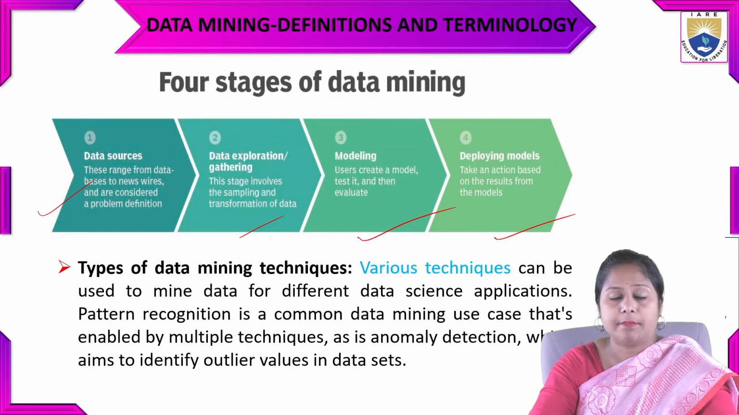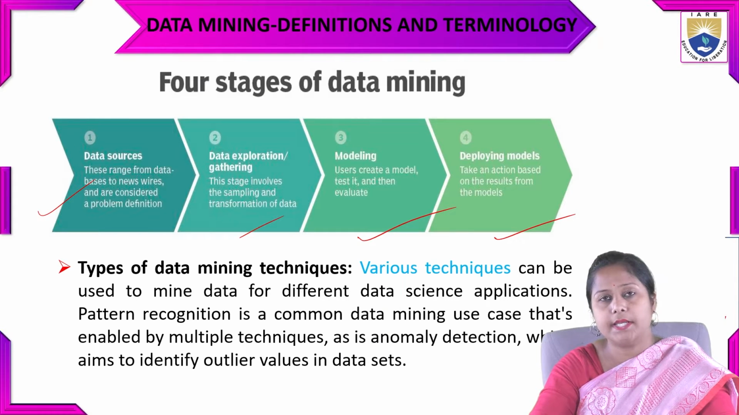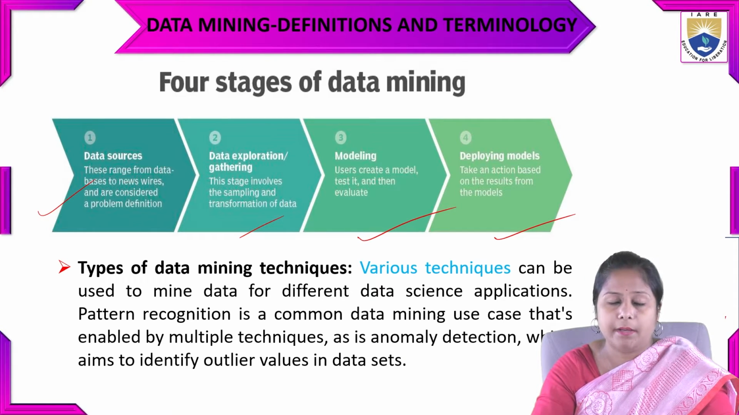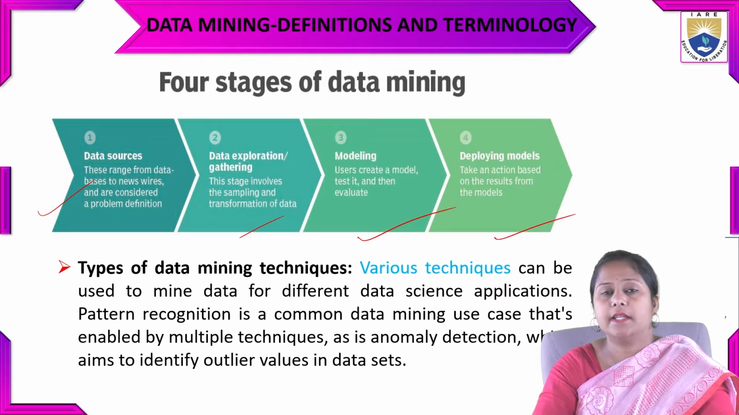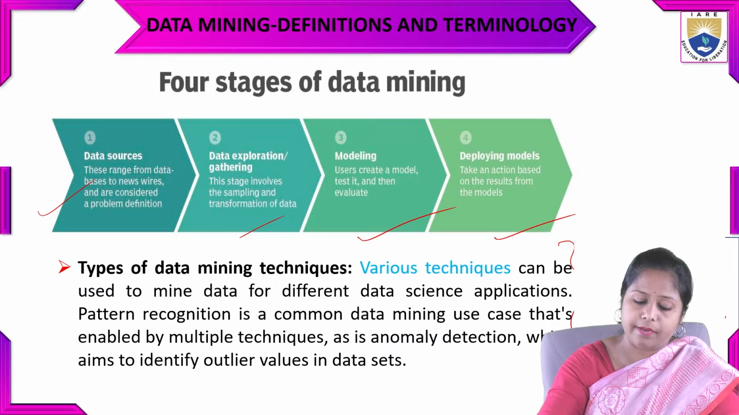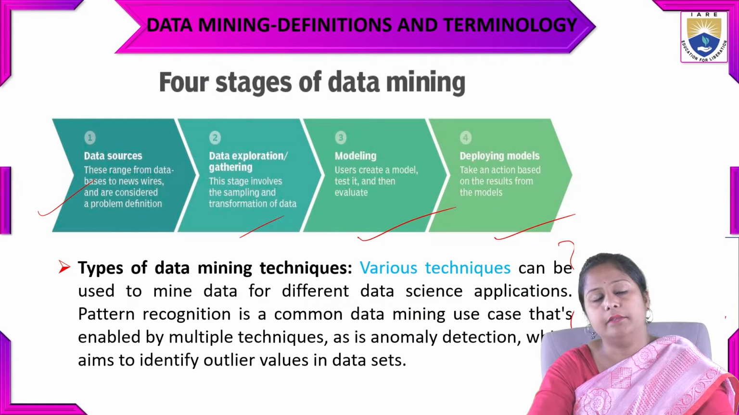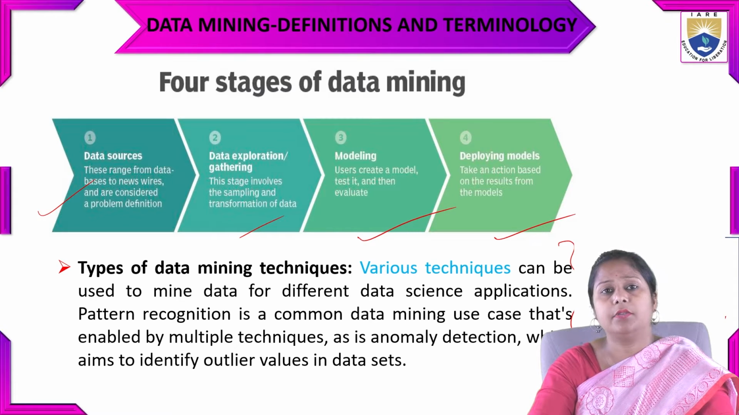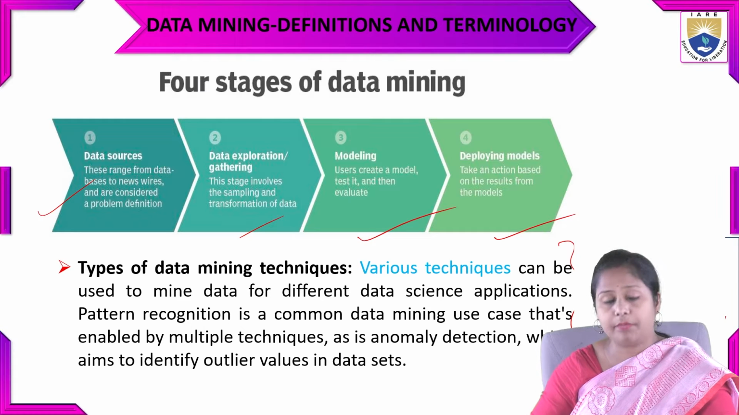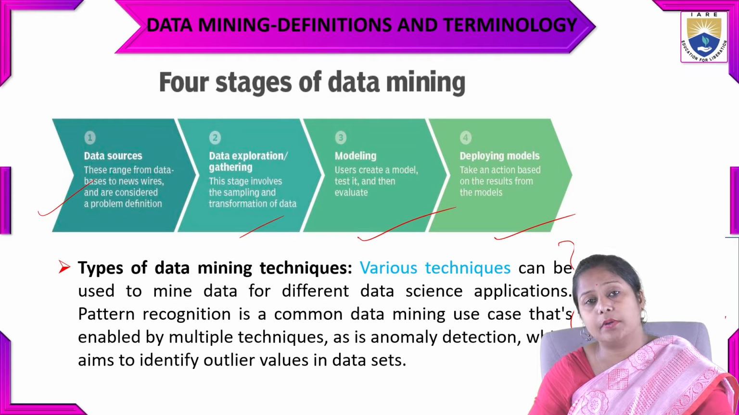What are the types of data mining techniques? Various techniques can be used to mine the data for different data science applications. Pattern recognition is a common data mining use case that is enabled by multiple techniques, as is anomaly detection, which aims to identify the outlier value in the data set. What is an outlier value? It is data that is not relevant to that particular pattern. So that will be the outlier, and the model has to be able to recognize that outlier also.